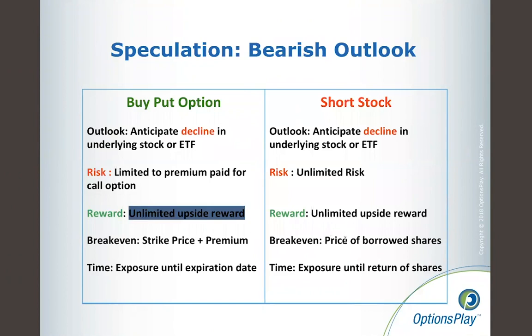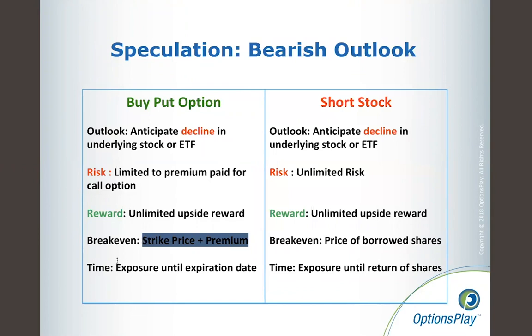Your break-even price on the short stock is the price that you borrow the shares at. So if you borrow the shares at $100 and the stock goes down to $99.99, you will be profitable. The break-even price on a put option is the same as a call option, where it's the strike price minus the premium. So if you buy a $100 put and you paid $5 for it, now your break-even price is going to be $95. So the stock does have to move a certain amount first by the premium before you're able to take a profit on this particular trade.